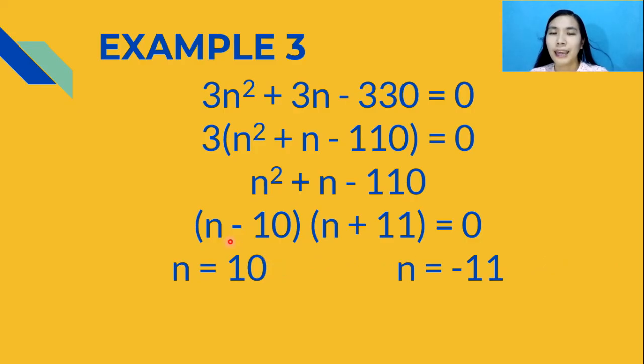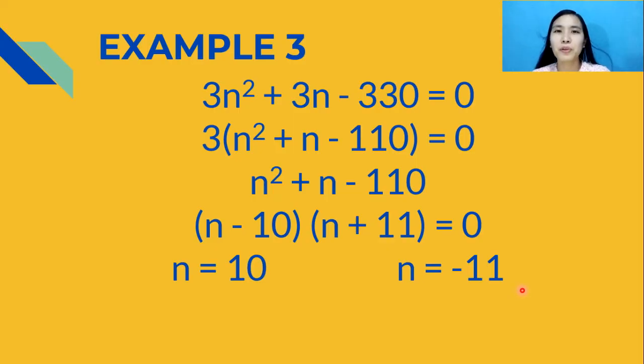Now applying the zero product property, we need to get the value of n. Here, n minus 10 equals 0, so n equals 10. We add positive 10 to both sides. That's why we have n equals 10. And with n plus 11, we'll add negative 11 to both sides. Therefore, we have n equals negative 11.